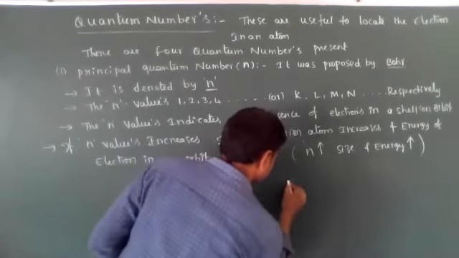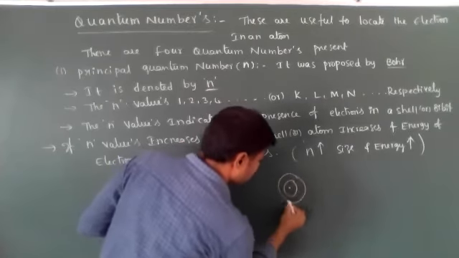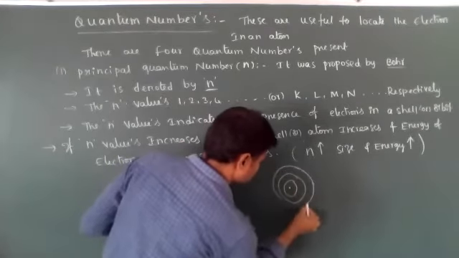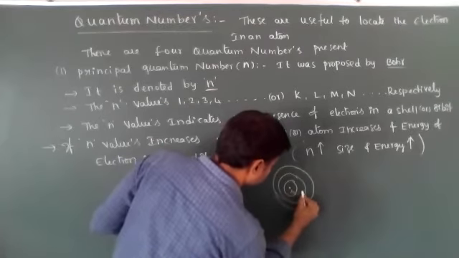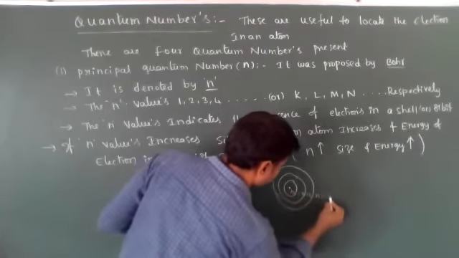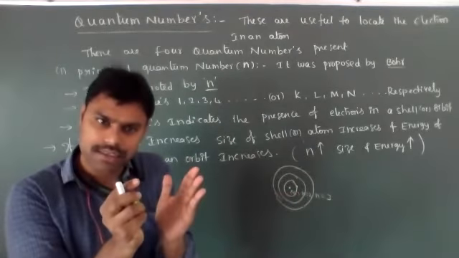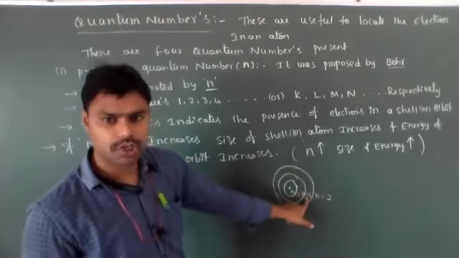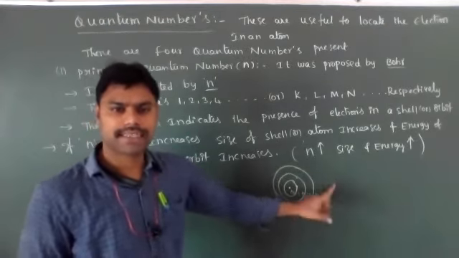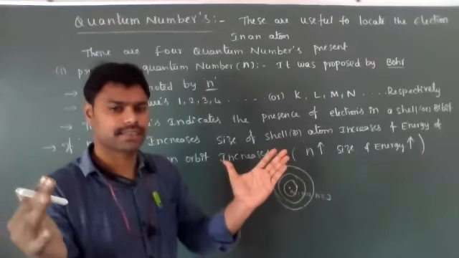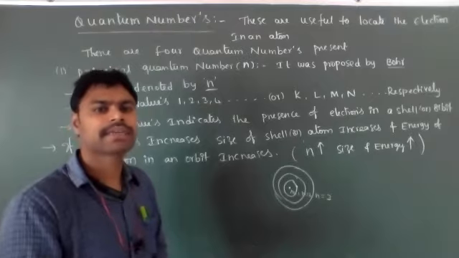For example, this is the atom. Around the atom the shells are present, with n equal to 1, n equal to 2, n equal to 3. The electron present in n equal to 1 is in a small size orbit when compared to n equal to 2 and n equal to 3. So as the n value increases, the size of the orbit or size of the atom increases.